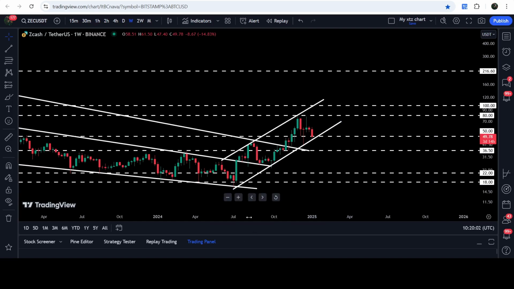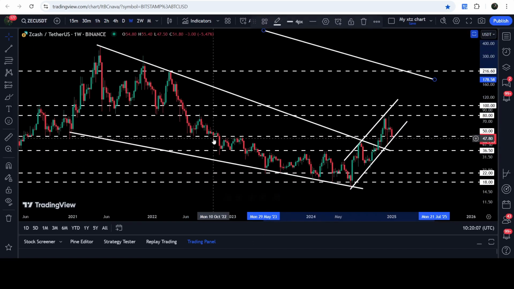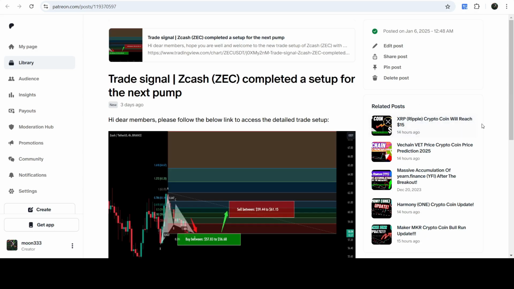And in today's video, we will analyze this move. And I would also like to show you this previous breakout from this big and long-term falling wedge pattern as well. I would also like to share with you my most recent trade signal for Zcash that I shared almost 3 days ago with my members.